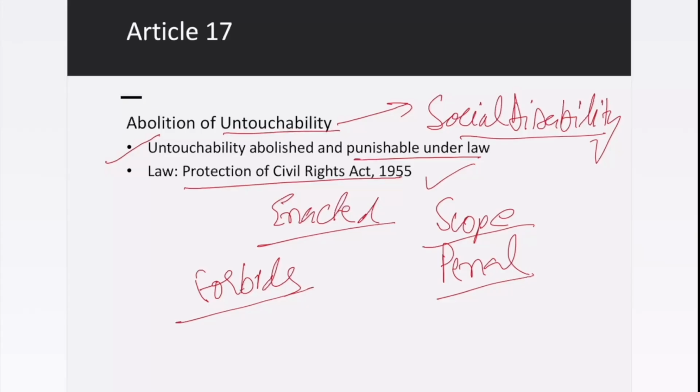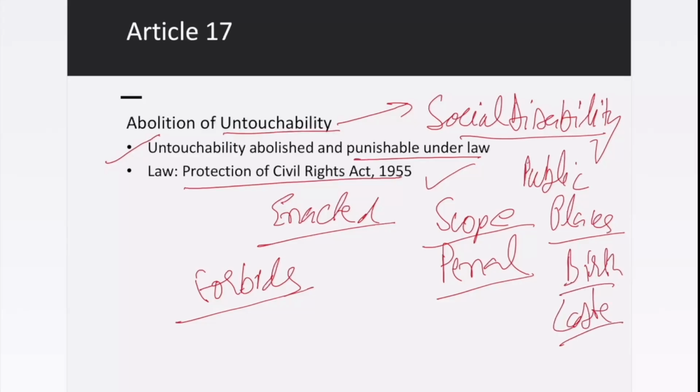So if somebody, or a section, is denied access to public places just because of their birth or their caste, that is treated as untouchability, and that is punishable under the act.